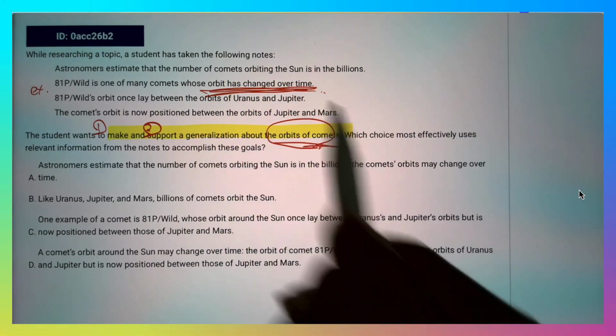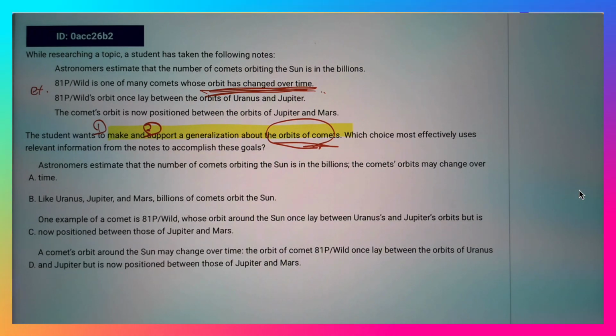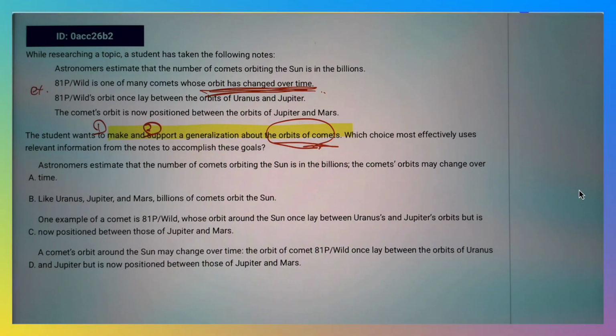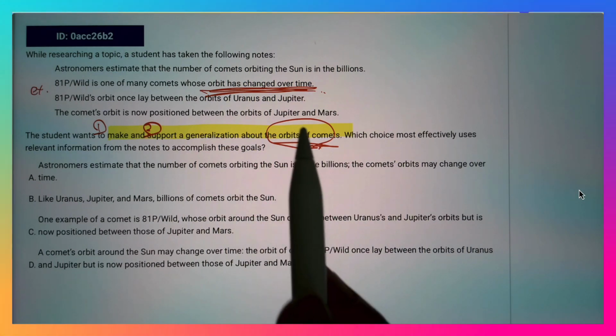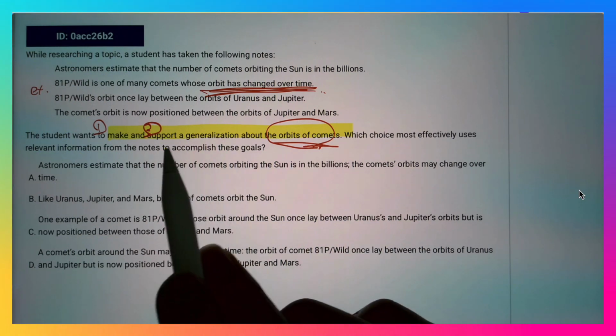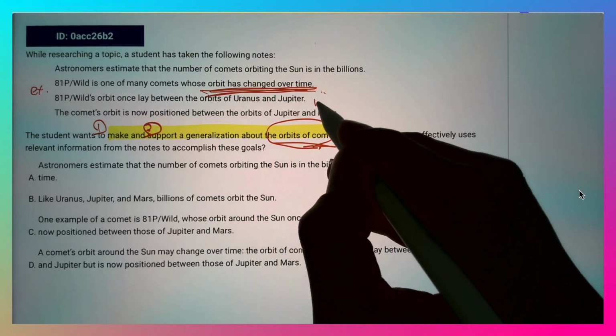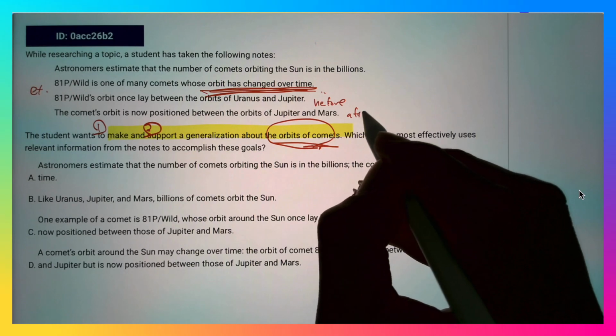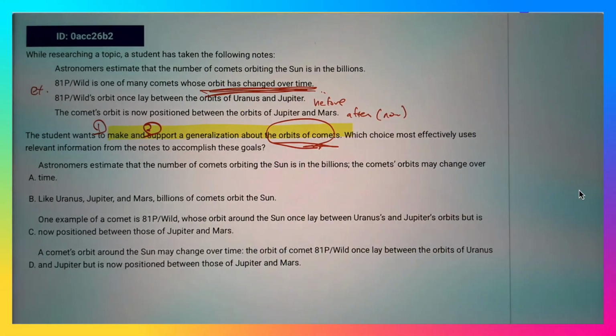That's important. 81P Wild's orbit once lay between. Okay, so the next one is more specific about how the orbit changed over time. So it's an elaboration of line 2. So 81P Wild's orbit once lay between. Yeah, so this was before and this is after, or now. The comet's orbit is now positioned between the orbits of Jupiter and Mars.